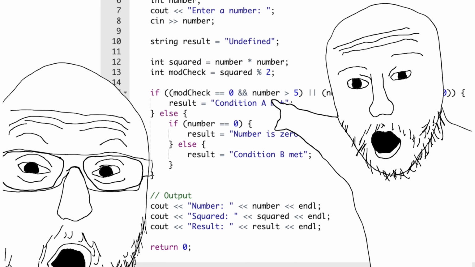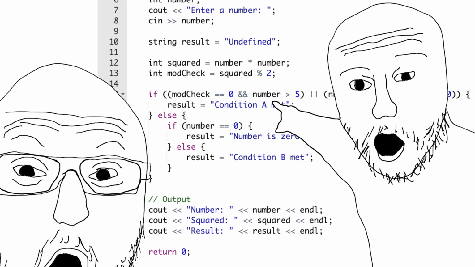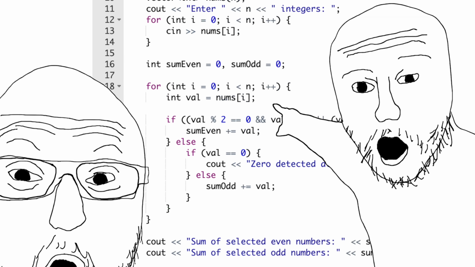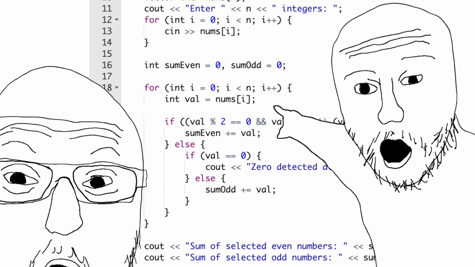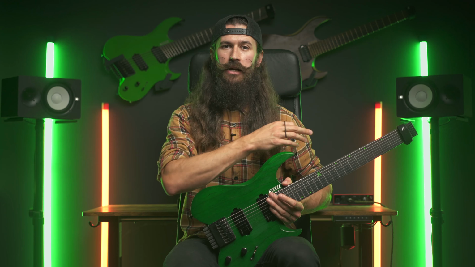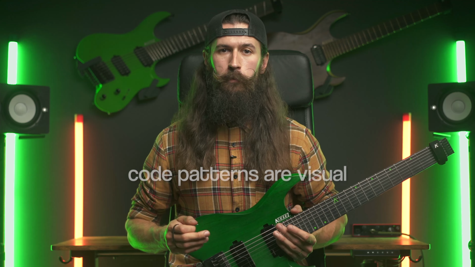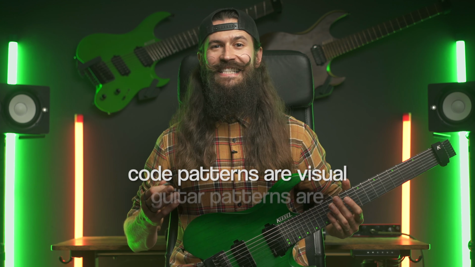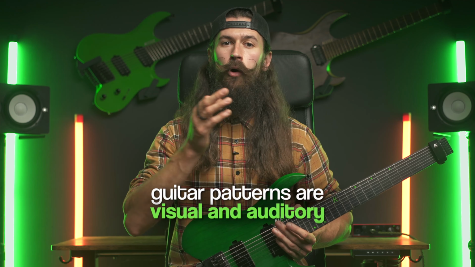Your pattern recognition skills work exactly the same way on the guitar. Just like you can look at a line of code and immediately see the if-else statement or spot a for or while loop, you can train your ear to recognize the 1-5-6-4 progression or identify when a solo uses a pentatonic scale, for example. The difference is that code patterns are visual, while guitar patterns are both visual and auditory.